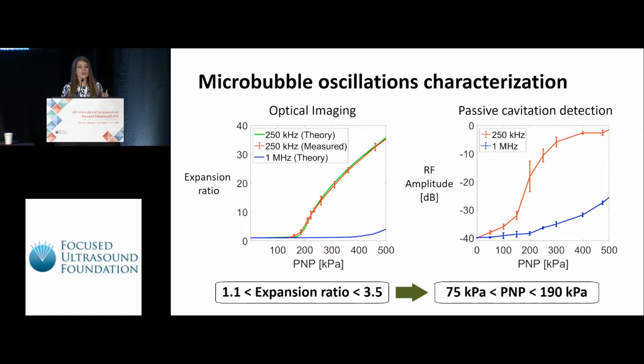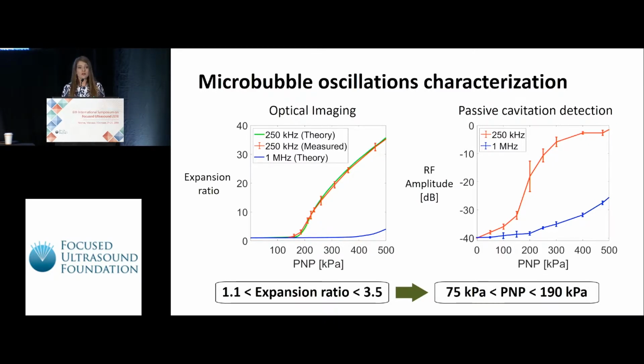Then we characterized the oscillations over a wider range of peak negative pressures, up to 500 kilopascal. And here again, the experimental results at 250 kilohertz, both using optical imaging and passive cavitation detection, showed a great enhancement compared to the 1 megahertz. And notably, theoretical predictions of the microbubble oscillations at 250 kilohertz, performed using the Rayleigh-Plesset equation and the Marmottant model, were in good agreement with the experimental results.